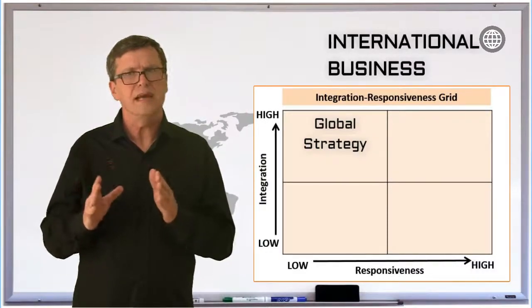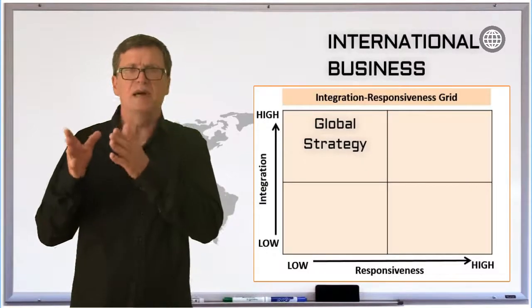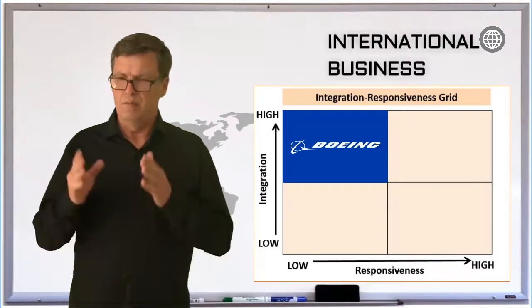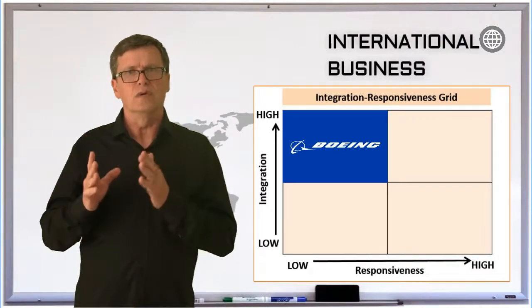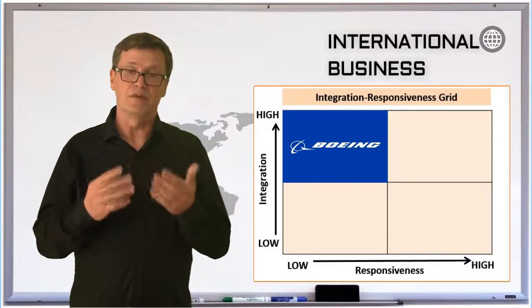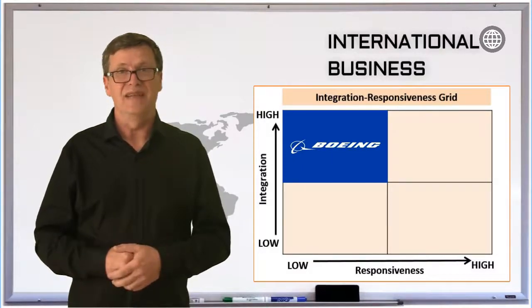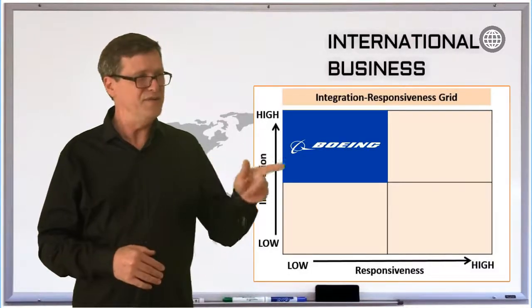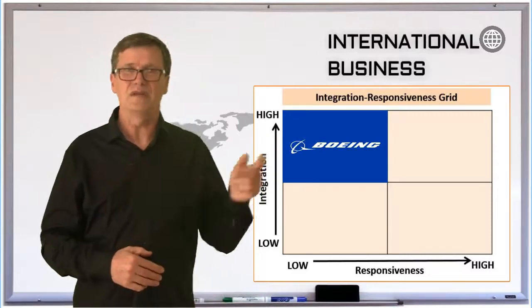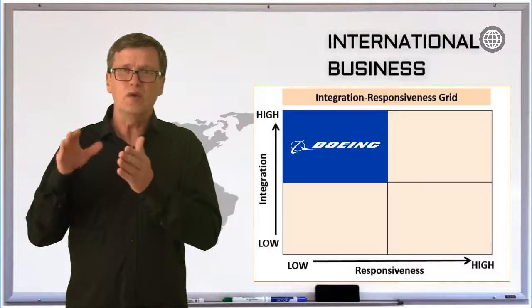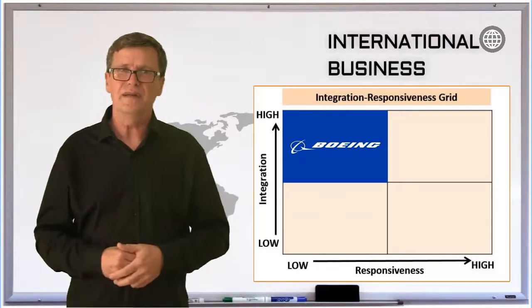What do you think? What company might fit in this global strategy box at the top of the grid? Well, a good example of a company that fits in this box is the Boeing Aircraft Company. And Boeing are the world's leading manufacturer of commercial jets, and they're America's biggest manufacturing exporter. In fact, Boeing export to more than 150 countries around the world. So why did we place Boeing in the global strategy box? What do you think?